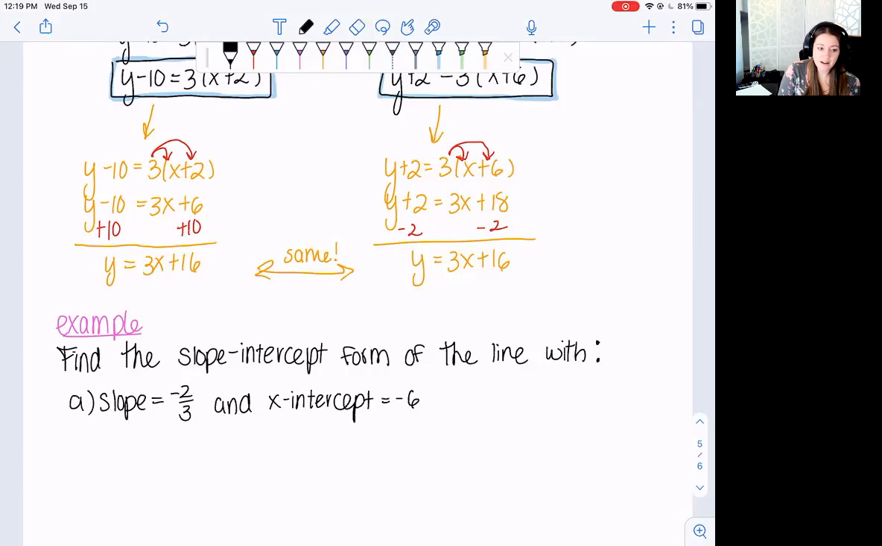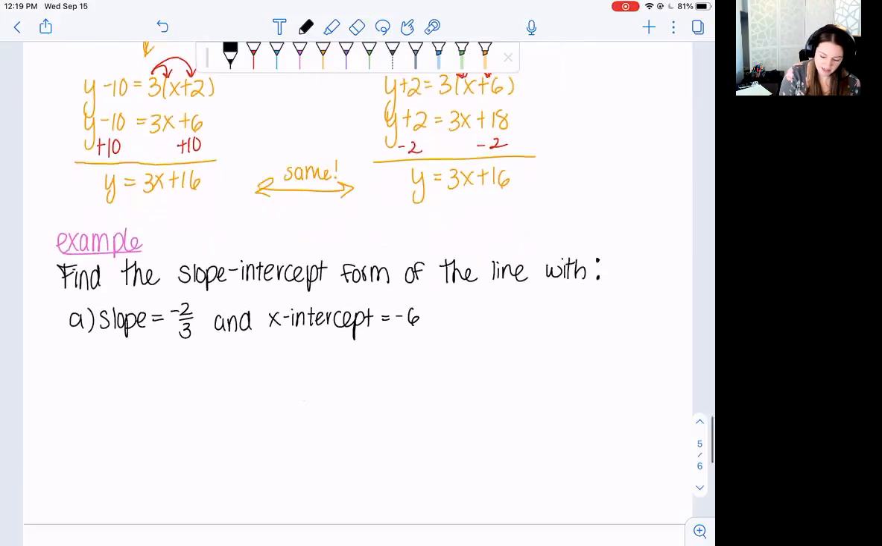Okay, so let's say we're asked to find the slope-intercept form of a line, and we're given the slope and the x-intercept, not the y-intercept, because if we were given the y-intercept, we could go straight away. But let's say we have the slope and the x-intercept. So the slope would be m, so m is equal to negative 2/3. And the x-intercept, remember, x-intercepts are when y is equal to 0. So this is the point negative 6, 0.